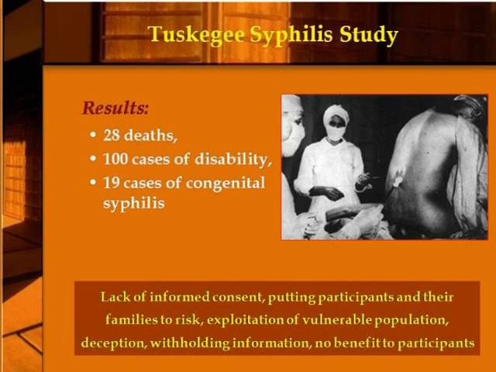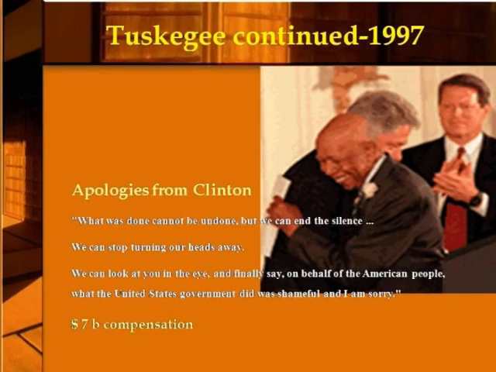Lack of informed consent, putting their participants and families to risk, vulnerable population, withholding information, and no benefit at all to the participants. Tuskegee continued till 1997, when the former president of the US apologized to the survivors and their families. There were about 8 survivors there, all over 90. Some of them were in their wheelchairs. This is also one of them.